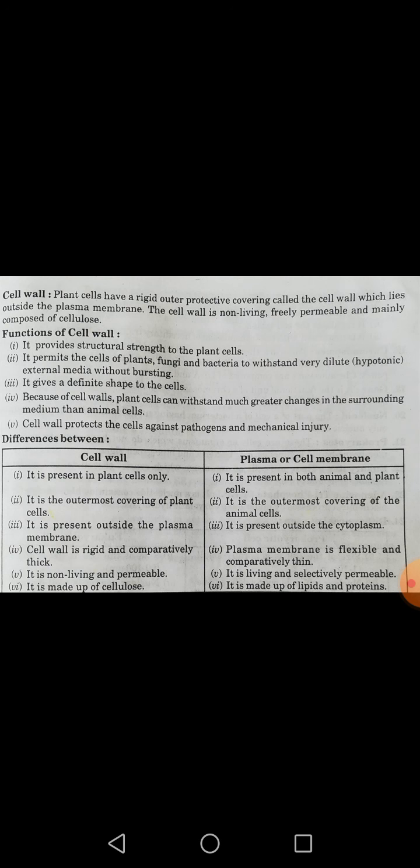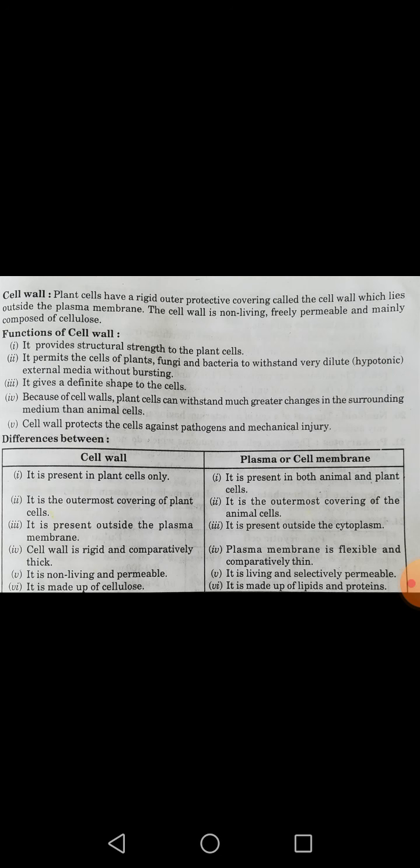And finally I am coming to the comparison between cell wall and the plasma membrane. So since I told you that cell wall is present only in the plants, while the plasma membrane is present in both, either it is a plant cell or animal cell or any kind of cell. The plasma membrane or the cell membrane is present in all kinds of cells. Now the second difference, the cell wall is the outermost covering of the plant cells, while the plasma membrane is the outermost covering of animal cells.